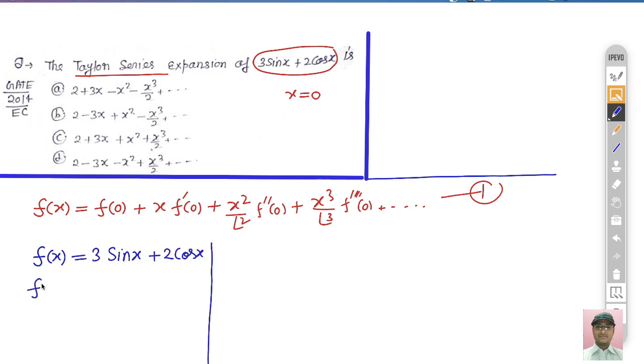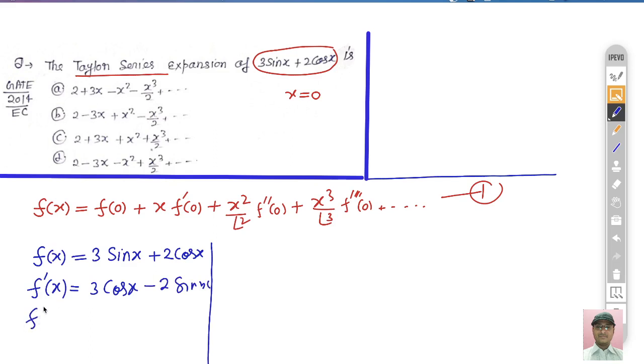So first you find f dash x, right? So f dash x is what? Once you differentiate this function one time, sin x differentiation is what? Cos x, and cos x differentiation is basically minus sin x. So you will get minus 2 sin x.